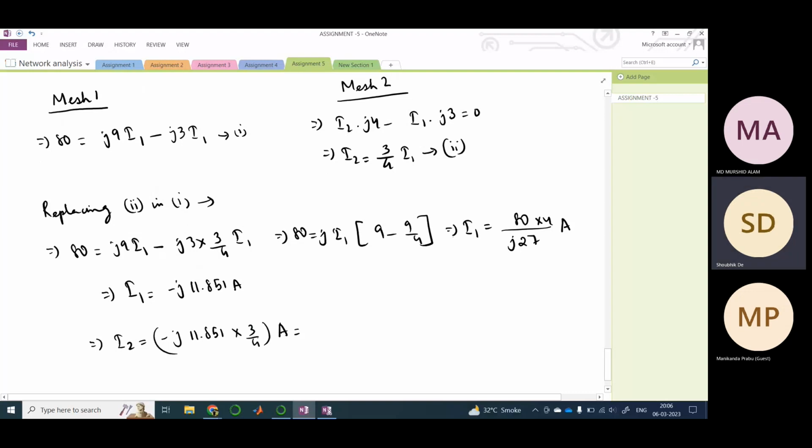So what is this value? Basically into 0.75. 11.851 into 0.75 is 8.888. So the RMS value of I1 would be 11.85, we need to consider the magnitude only. Similarly for I2.